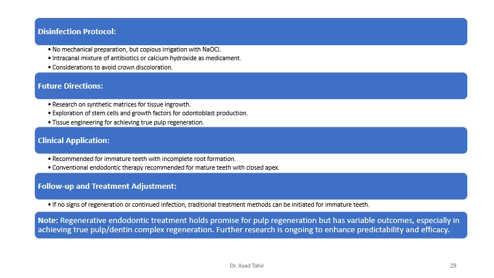Clinical application. Recommended for immature teeth with incomplete root formation. Conventional endodontic therapy recommended for mature teeth with closed apex. Follow-up and treatment adjustment. If no signs of regeneration or continued infection, traditional treatment methods can be initiated for immature teeth. Note, regenerative endodontic treatment holds promise for pulp regeneration but has variable outcomes, especially in achieving true pulp/dentin regeneration. Further research is ongoing to enhance predictability and efficacy.